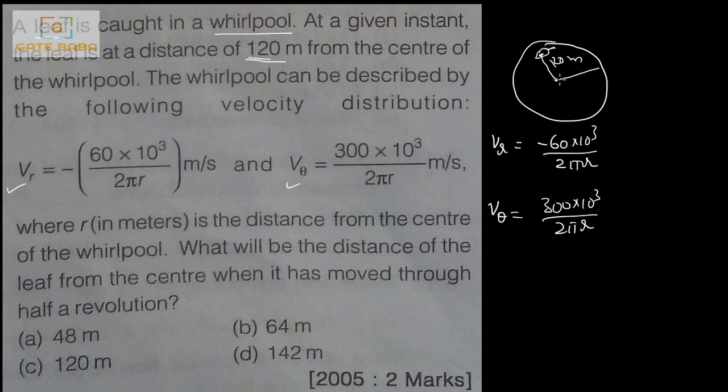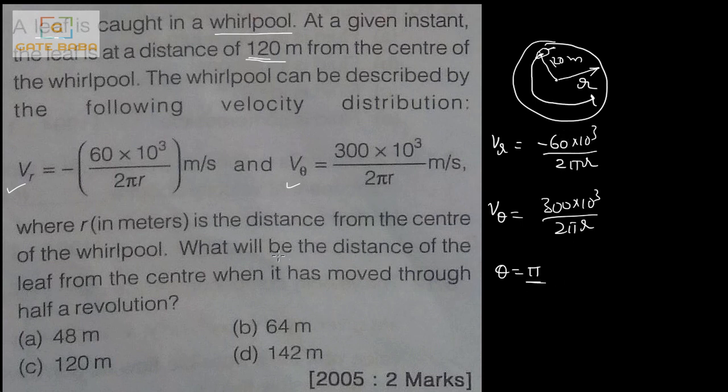So r is the radial distance from the center at any radius, not the circumference. It is an arbitrary radius. What will be the distance of the leaf from the center when it has moved through half a revolution? It has moved through half a revolution, exactly up to this point. Half a revolution means theta is pi radians. Full revolution means circle, which means 2 pi. Half circle means pi radians.